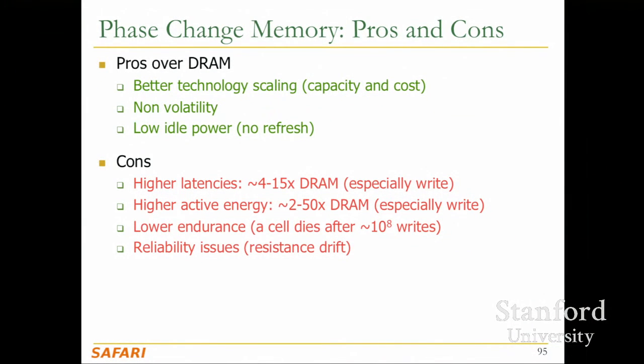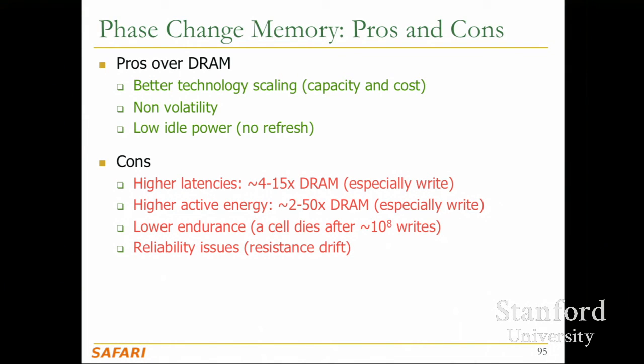Okay, so let's look at the architectural aspects. The pros and cons over DRAM depend on what technology it is. So with phase change memory, you get hopefully better technology scaling, better capacity and cost in the long run. You get non-volatility, and you get low idle power. The refresh problem goes away, which is actually nice. That's the key scaling problem with DRAM.